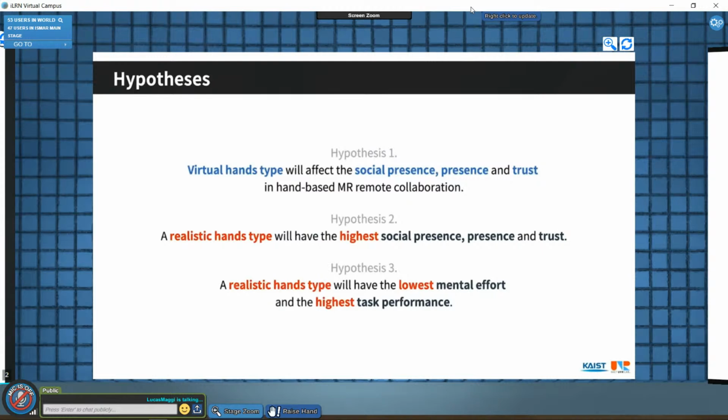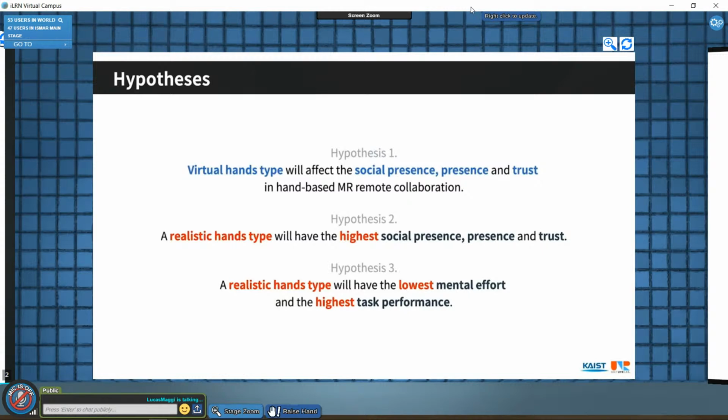Hypotheses 1, 2, and 3 are related to virtual hand type, and it will affect the social presence and trust in hand-based MR remote collaboration. Hypotheses 2 and 3 indicate that a realistic hand will be the highest on various subjective factors and task performance, but will have the lowest mental load.